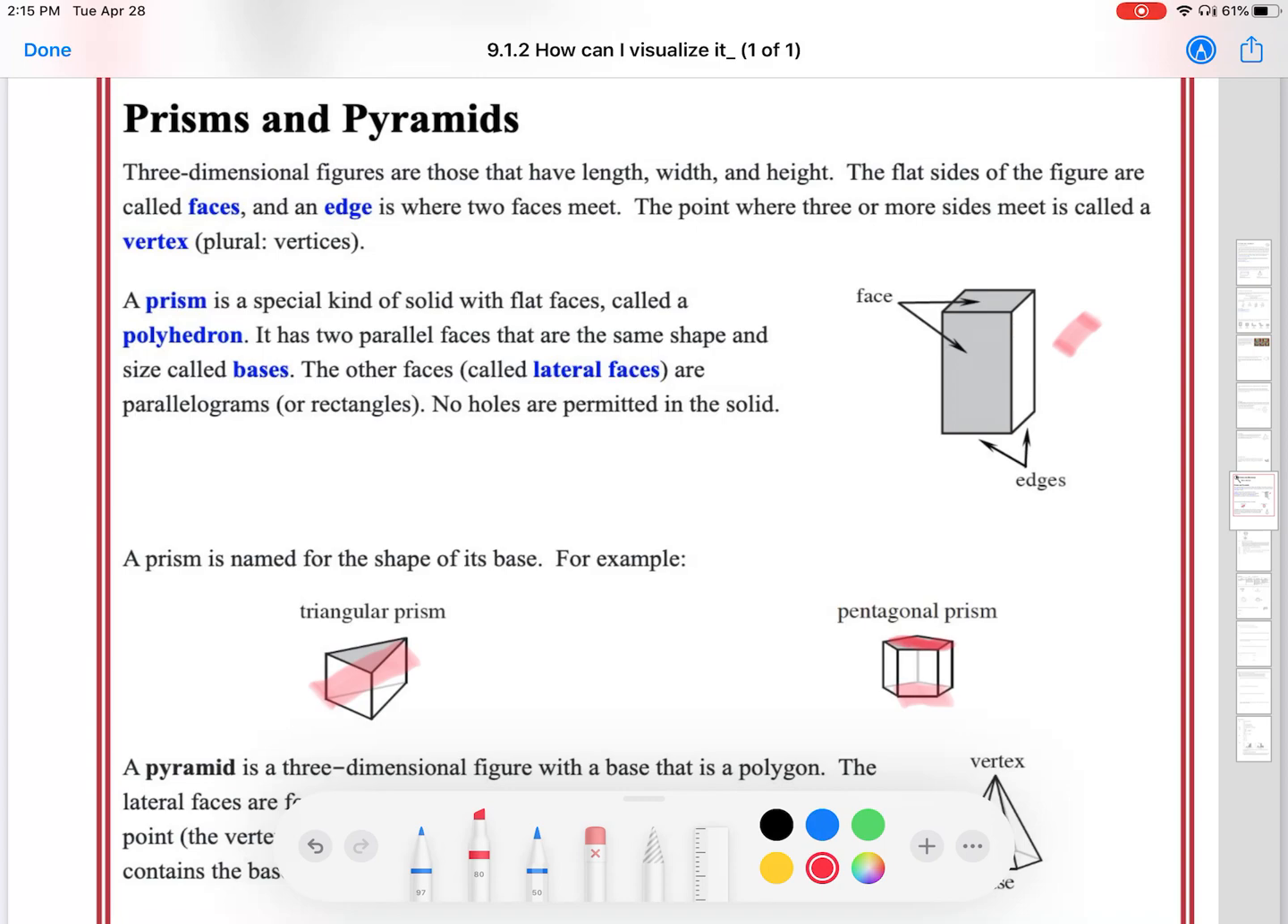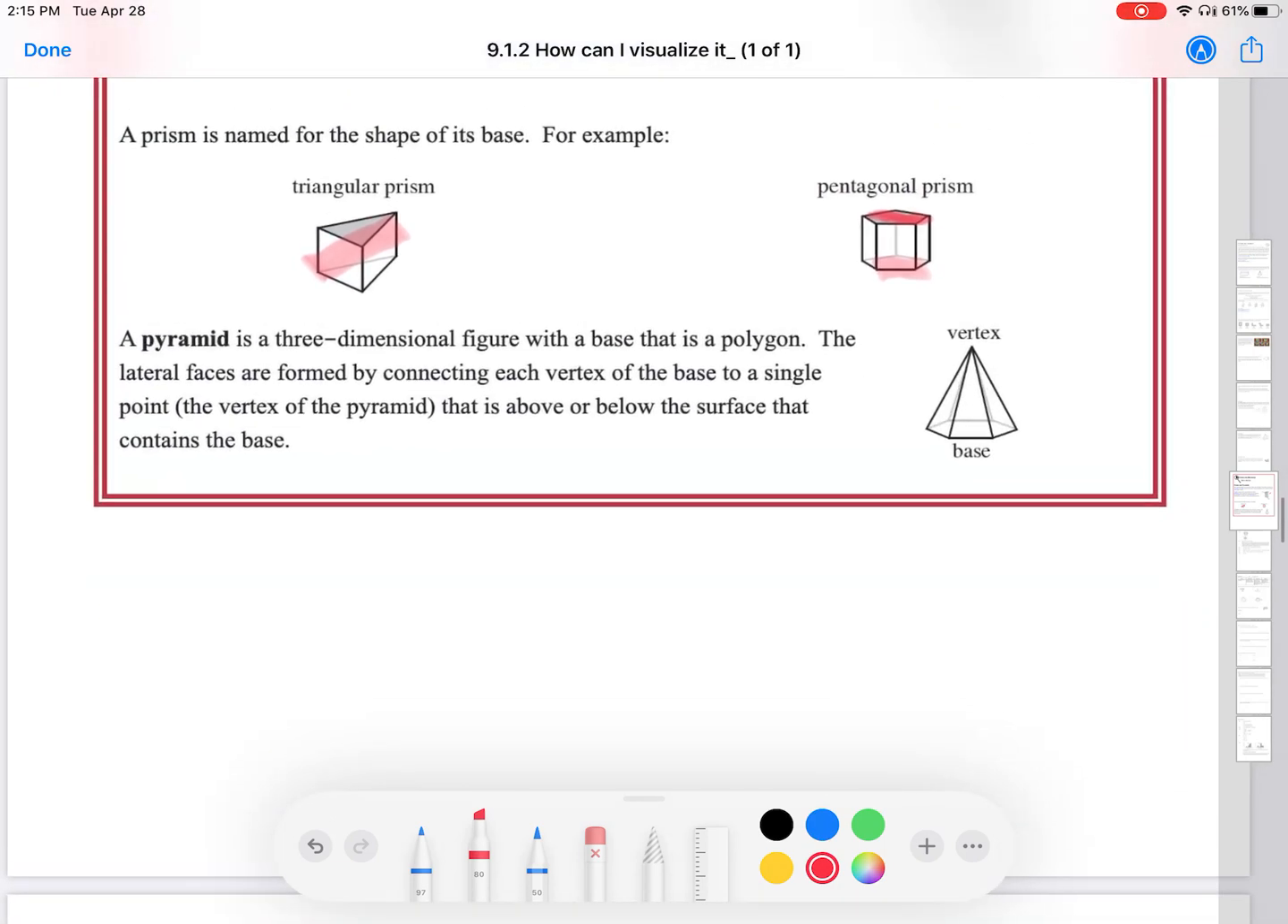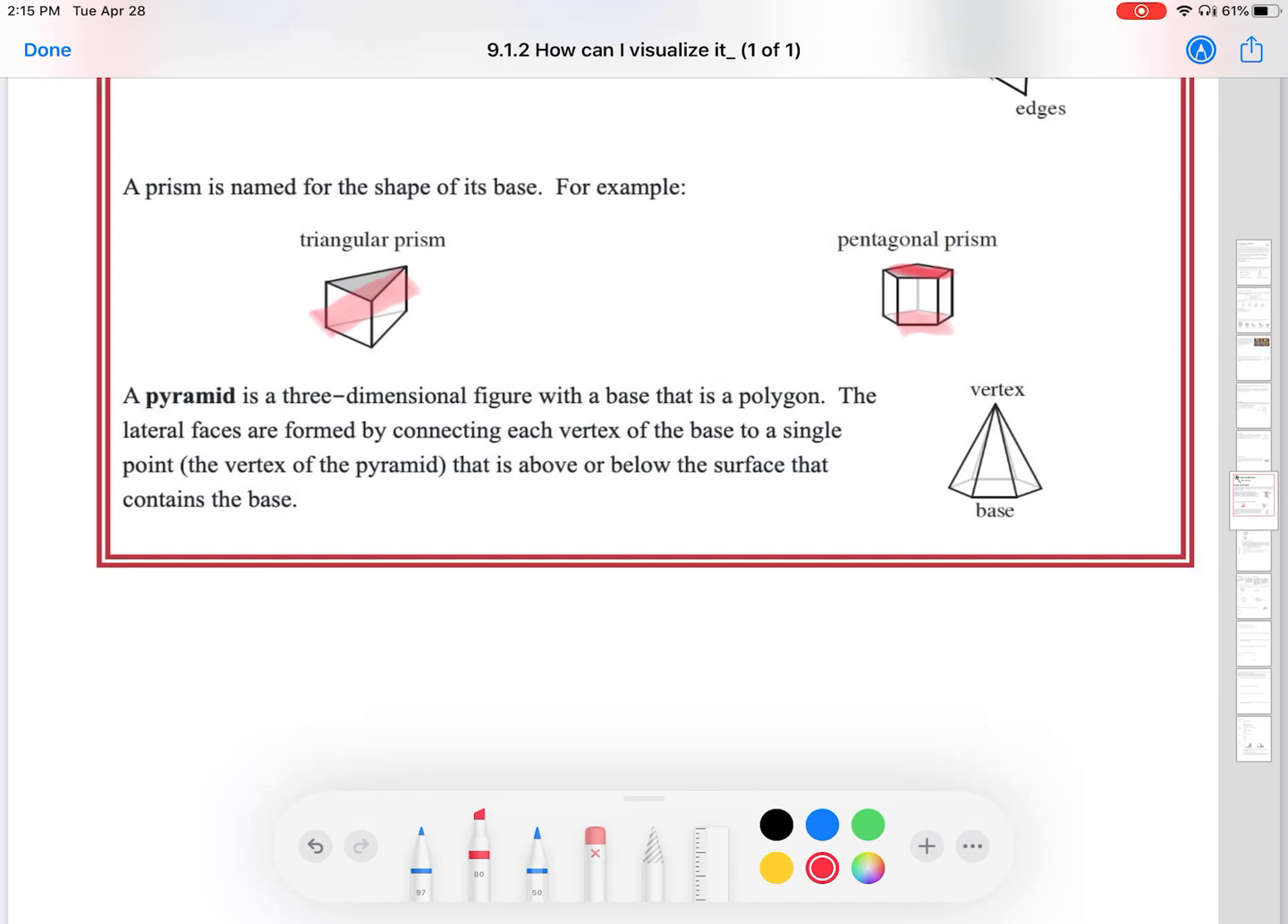pentagon. Okay, so a pyramid, though, I think you're probably much more familiar with, right? Something to that effect. It has some sort of base. Now, the name of the pyramid is based off of the type of base. So in this case, this would be a hexagonal pyramid because it has 6 sides to it.